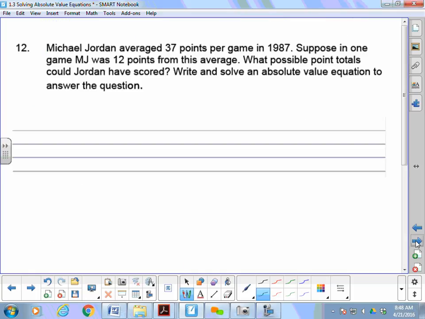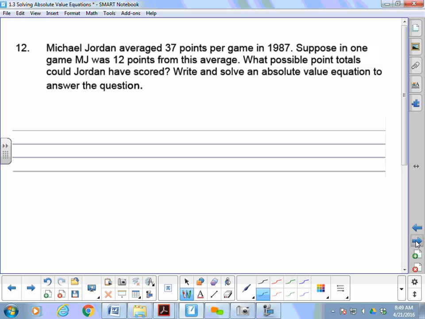Okay, all right, last question. Michael Jordan. How many of you know who Michael Jordan is? Okay, Michael Jordan averaged 37 points per game in 1987. Suppose in one game MJ was 12 points from his average. What possible point totals could Jordan have scored? Write and solve an absolute value equation to answer this question. And I don't necessarily care about the equation. I want you to answer the question.